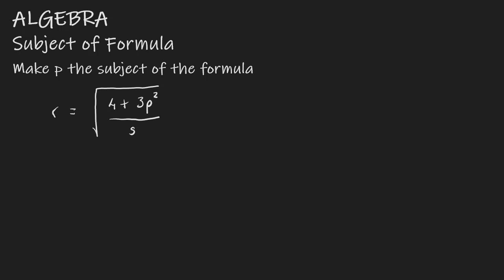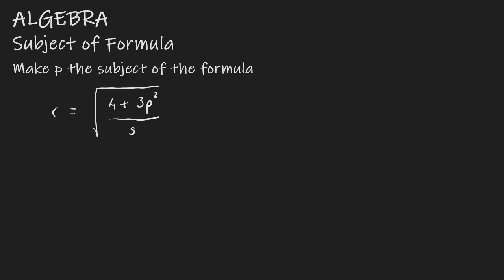In this example, we will make p the subject of the formula. R equals the square root of (4 plus 3p squared) over s. I notice I only have one p term on the right-hand side of my equation. In order for me to make p the subject of my formula, I need p on one side of my equation. My preference is the left-hand side.